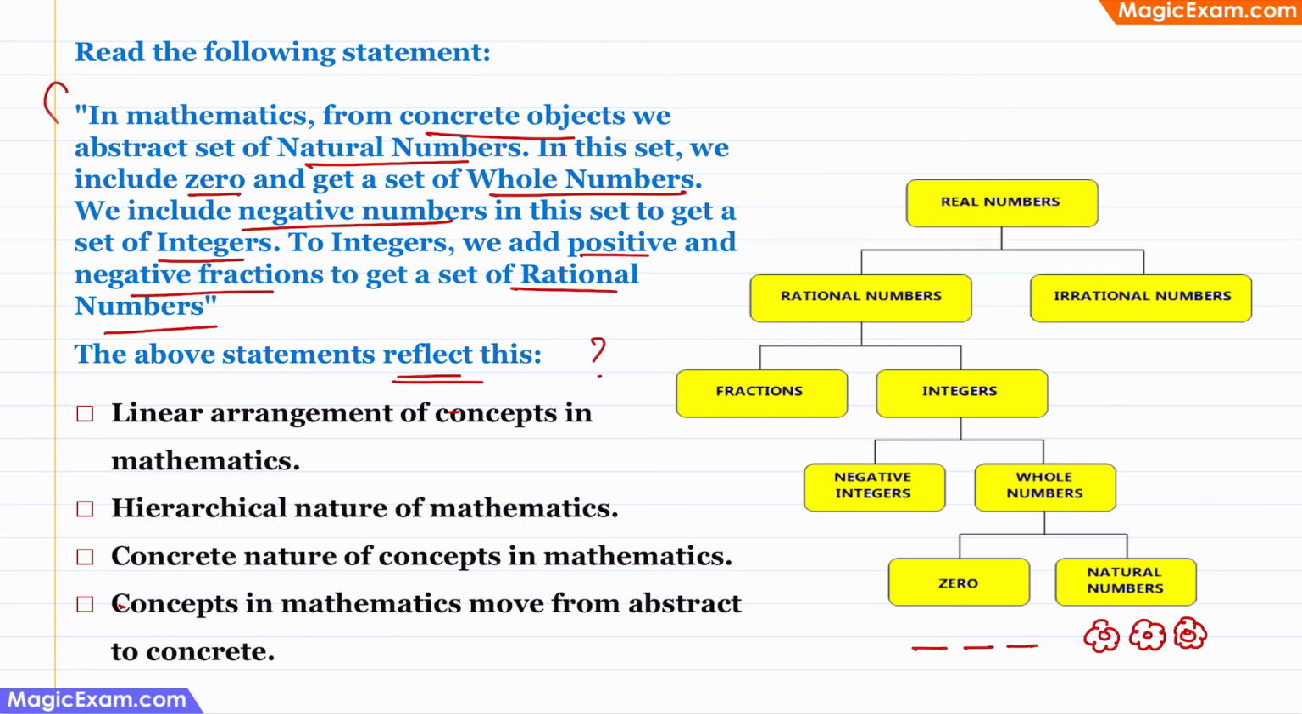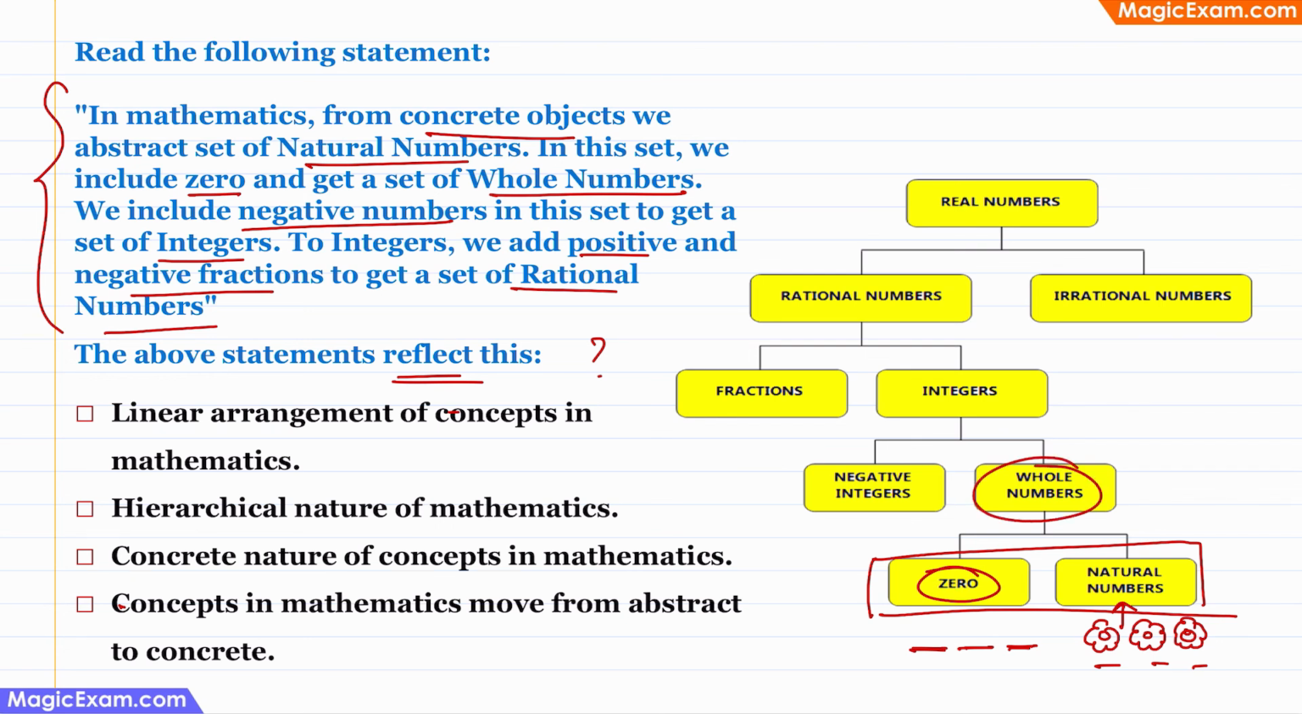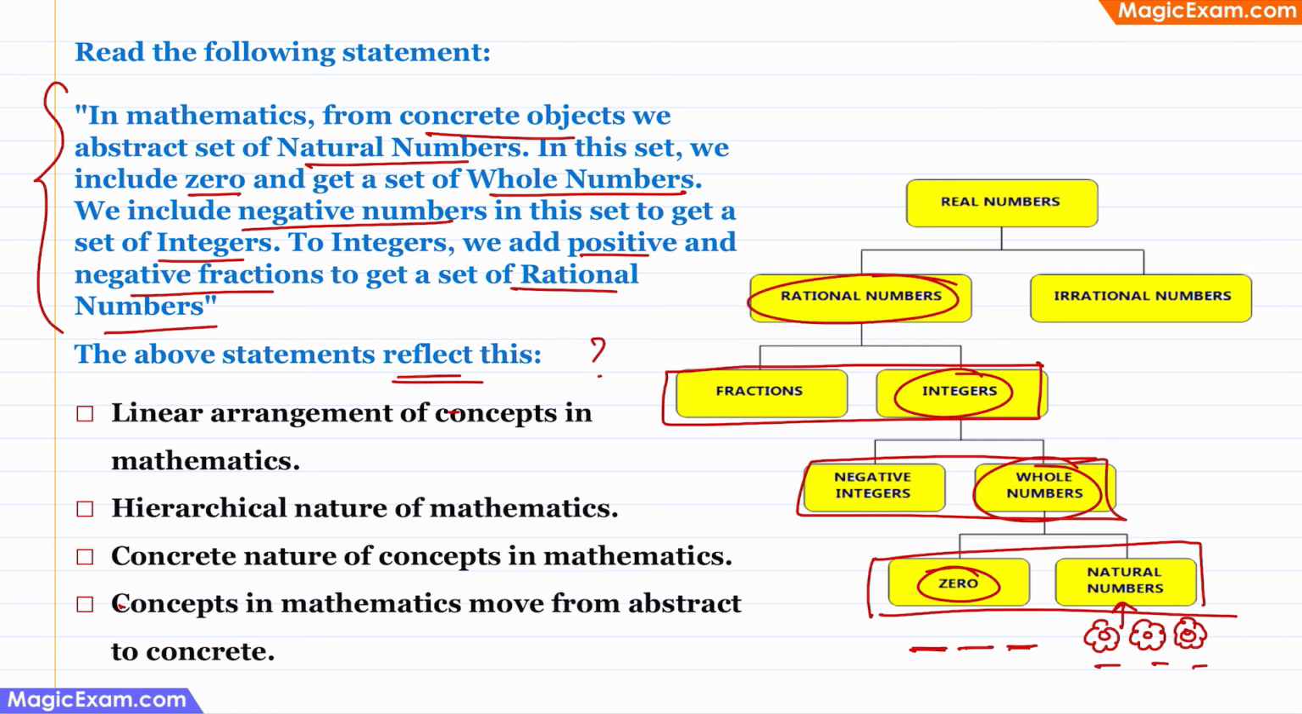Now, if you look at what has been described in this statement or paragraph, if there are some concrete objects, like there are 3 flowers, so these 3 flowers can be represented using natural numbers. And if there are no objects, then that is essentially 0. So 0 and natural numbers together make up whole numbers, and whole numbers and negative integers together make up integers, and integers and fractions together make up rational numbers. Rational numbers and irrational numbers together make up real numbers.